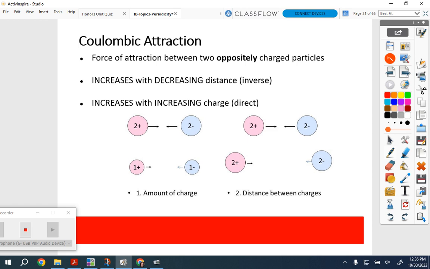So as we increase our distance, the force is going to go down. Okay. As we increase the charge, the force is going to go up. So recognizing that, taking that into account every time you're thinking about how a particular property is going to be affected by going across a period or going down a group, that should be in the back of your mind. Okay.